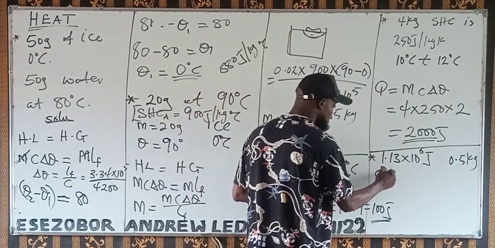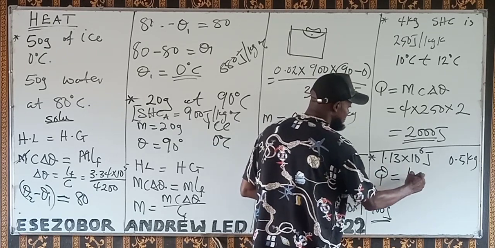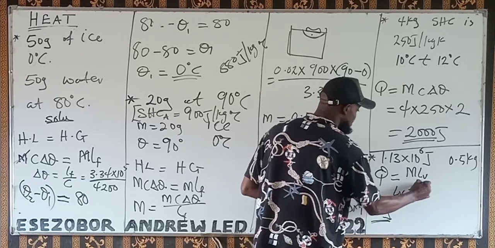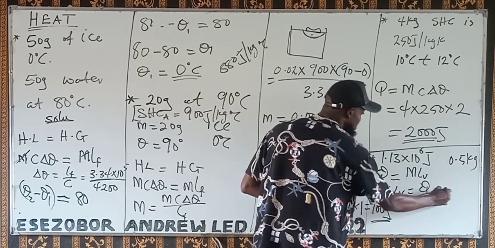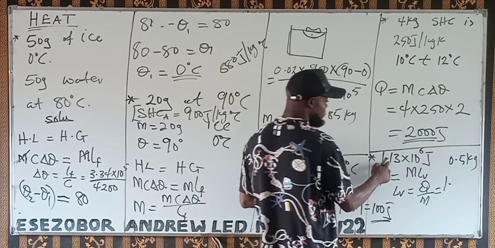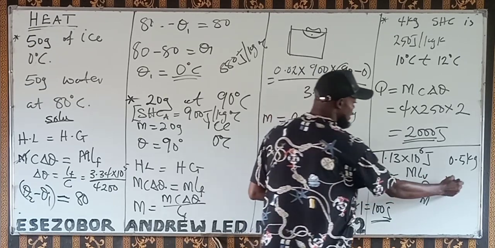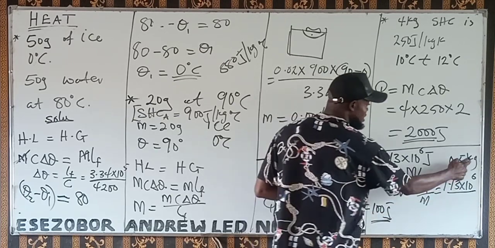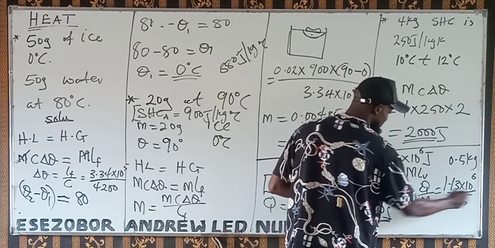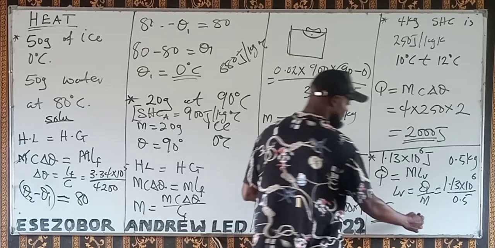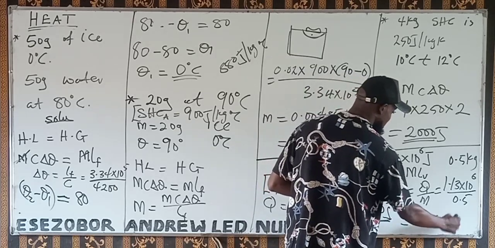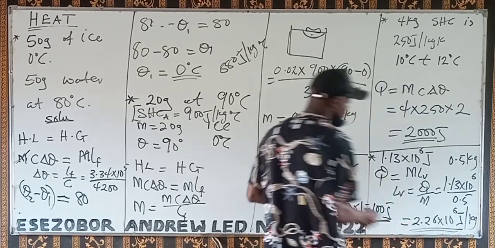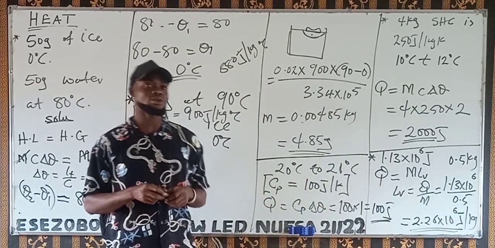Remember I told you, for latent heat of vaporization, Q is equal to mL_v, or L_v is equal to Q over m. Q is the heat energy, 1.13 times 10 to the power 6, over the mass, which is in kilograms already. If you do this very well, we are going to have 2.26 times 10 to the power 6 joules per kilogram.